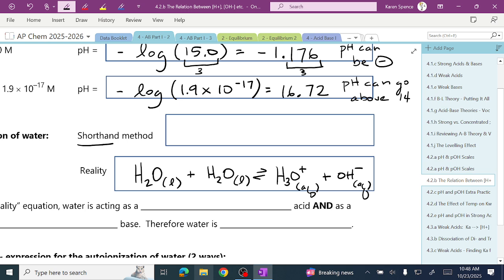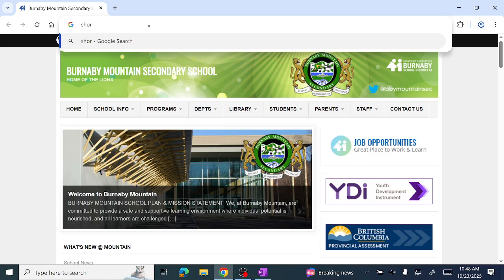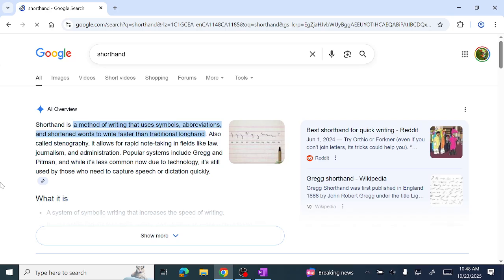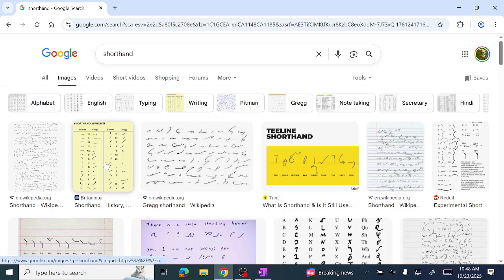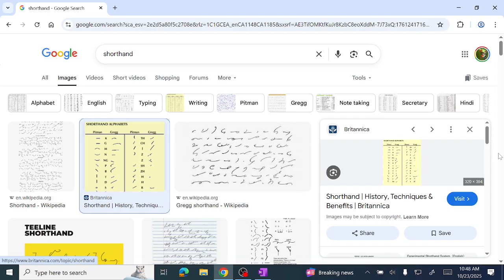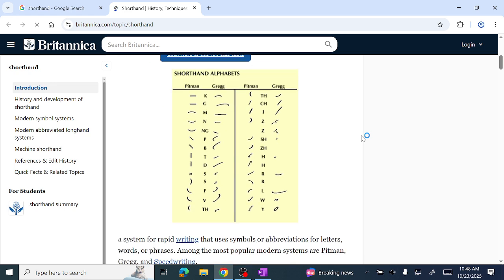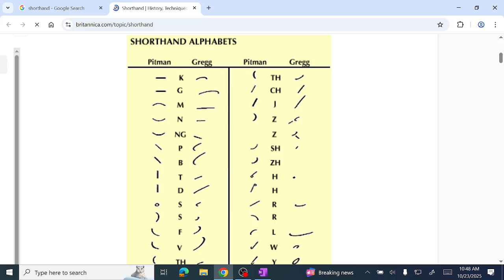I bet you guys don't know what shorthand is. Am I correct? That's short. A hand that's short. Here, we're going to go look up what shorthand is so you can see it. Because I don't know any other way to say it. Okay, there we go. So, shorthand is a way of writing quickly.